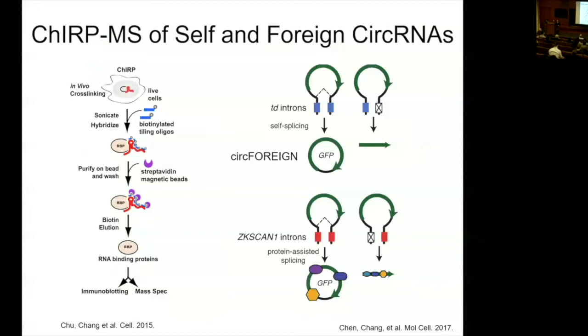So ZKSCAN is a gene that encodes an endogenous circular RNA. And we wanted to test the biogenesis difference. And so we swapped out the endogenous ZKSCAN sequence for our GFP IRES sequence. So right now, these CircFOREIGN and CircSELF sequences are identical. They're just made through two different processes, mimicking a foreign circular RNA and a self-circular RNA.